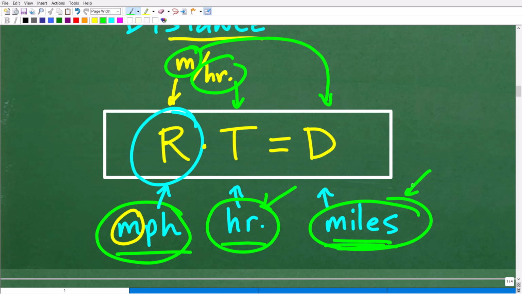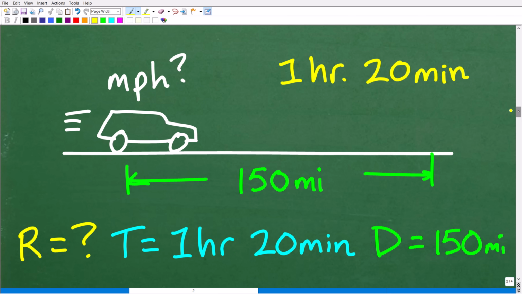So the one thing that you need to understand with formulas, especially something like this where there are units of measure involved, is you have to get all the units of measure set or you will not be able to solve the answer correctly. All right, so here we go. Here we have our car. The distance is trying to cover 150 miles in 1 hour and 20 minutes. Boy, they're definitely going to get a speeding ticket.